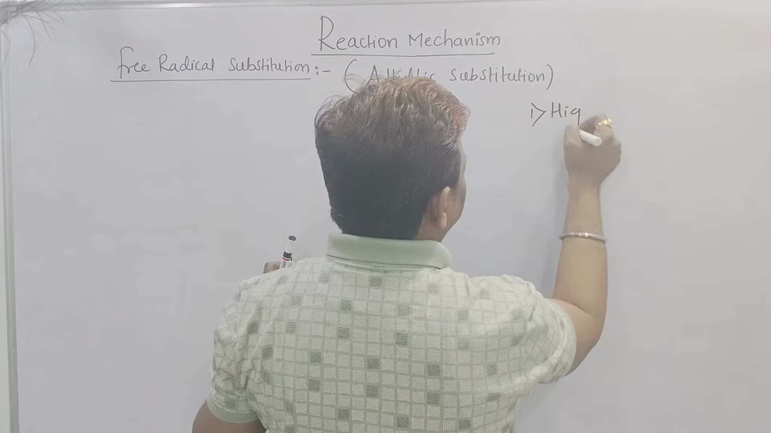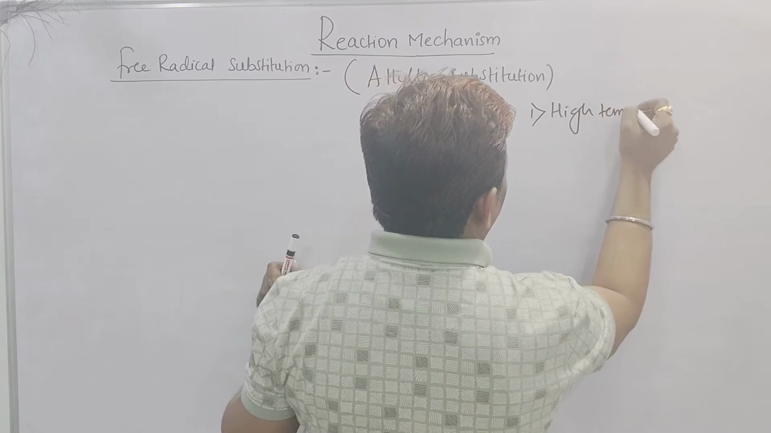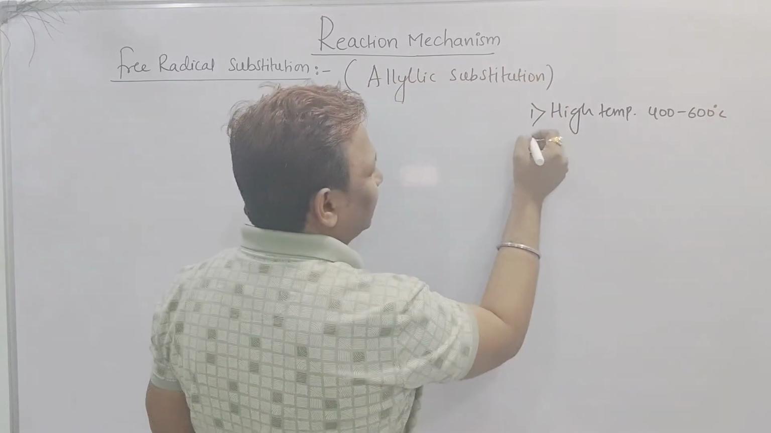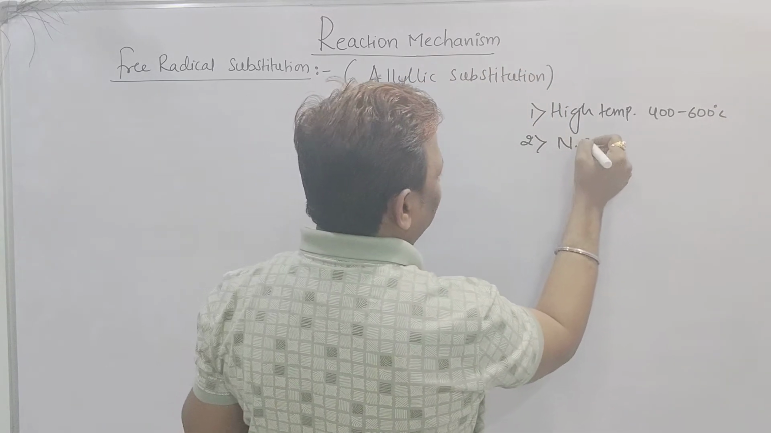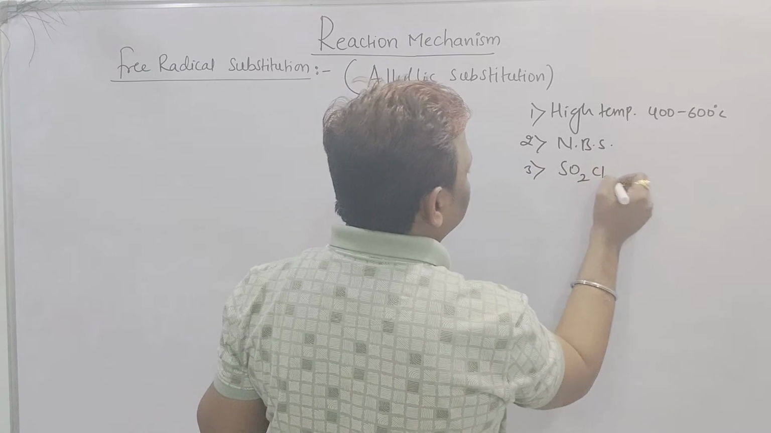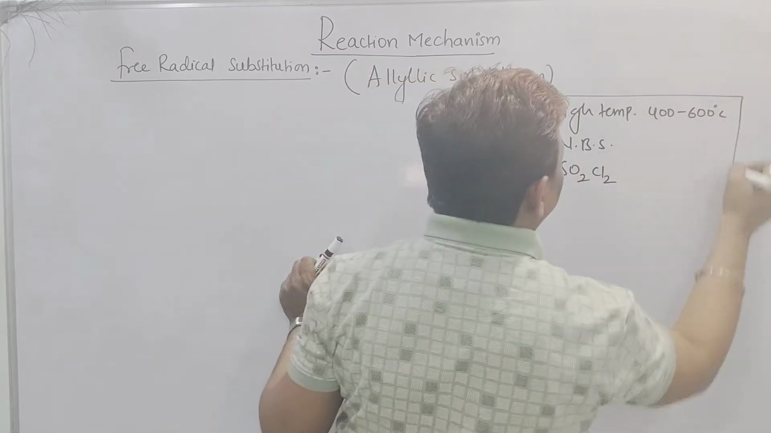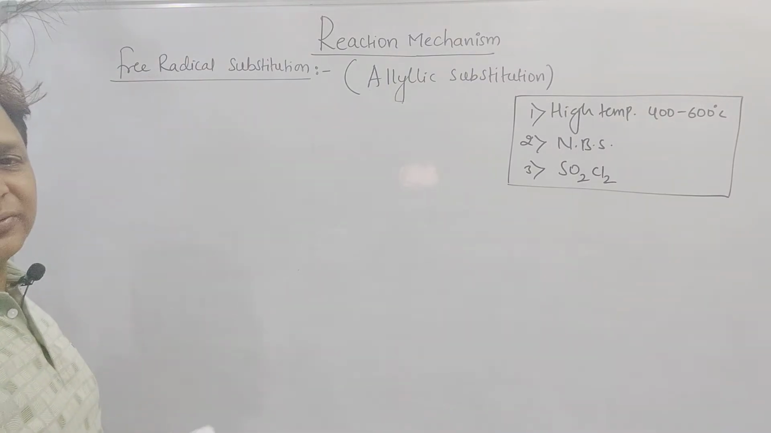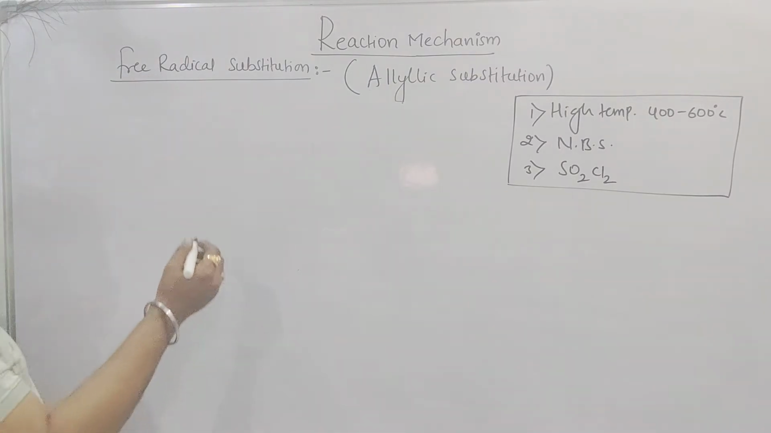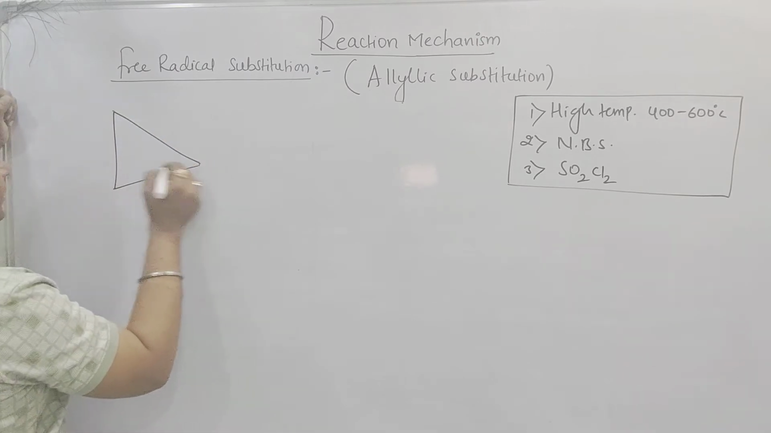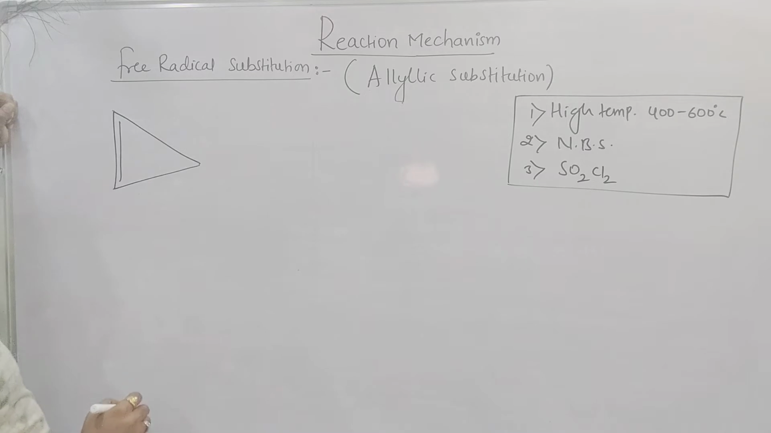High temperature, around 400 to 600 degrees centigrade. Second one is NBS, N-bromosuccinimide, and third one is SO2Cl2, called what? Sulfuryl chloride. Right, beta? Here, one example I want to discuss with you. We have an alkene, also called an unsymmetrical alkene.